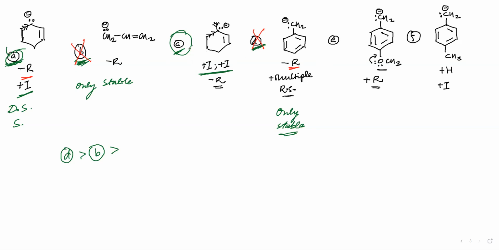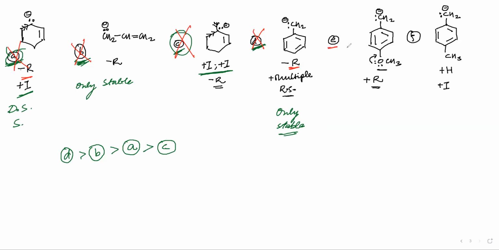C will be less stable than A. That means A wins the stability game. Then comes C. Now we are done with A and C also.